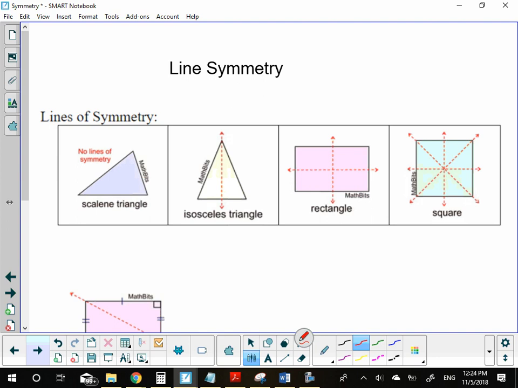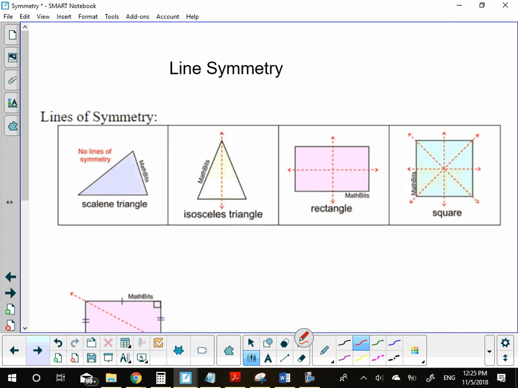But an isosceles triangle has two congruent sides and two congruent angles. So the angles and the sides are the same. That one I can just draw a line right through the middle and it folds perfectly onto itself.